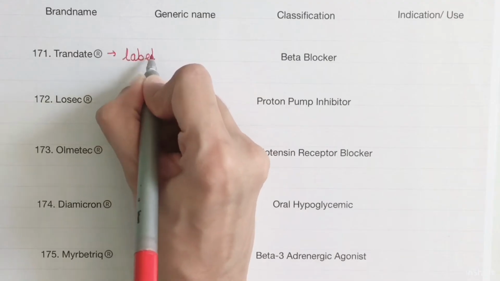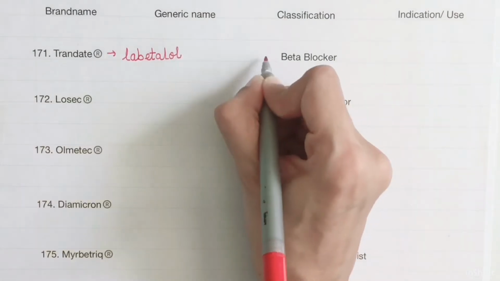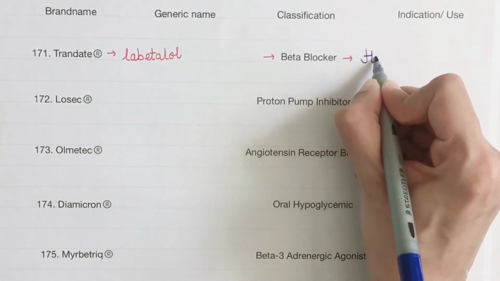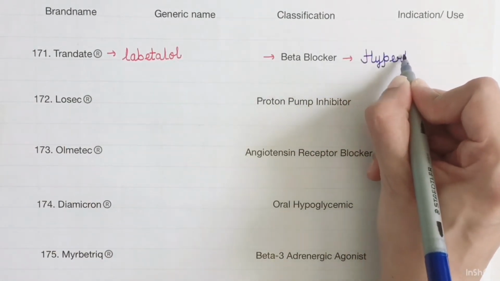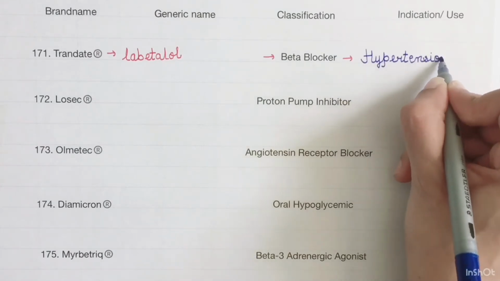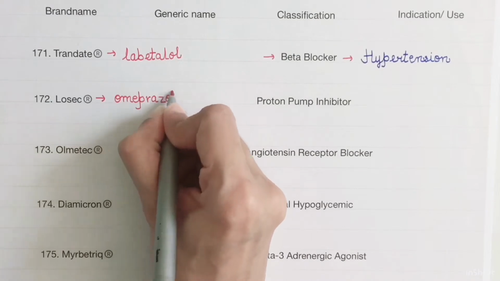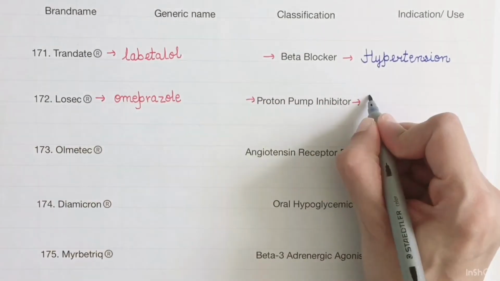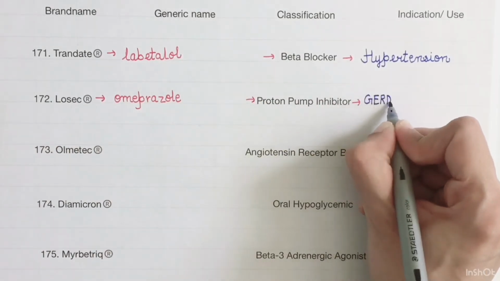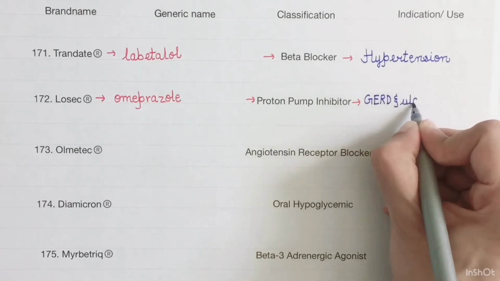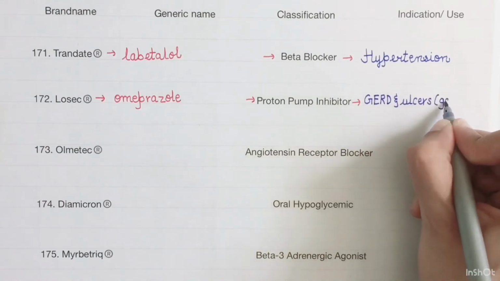So 171 is Trandate. Its generic is labetalol. Its class is beta blocker, and it's used for hypertension. 172 is Losec. Its generic is omeprazole. Its class is proton pump inhibitor, and it's used for gastroesophageal reflux disorder and gastrointestinal ulcers.